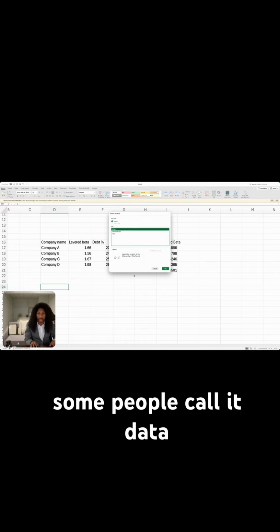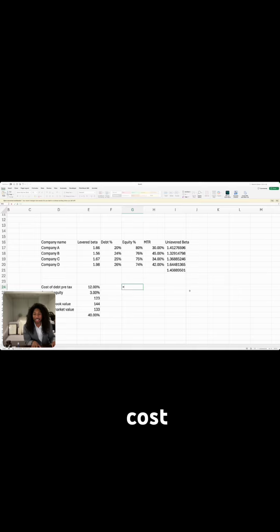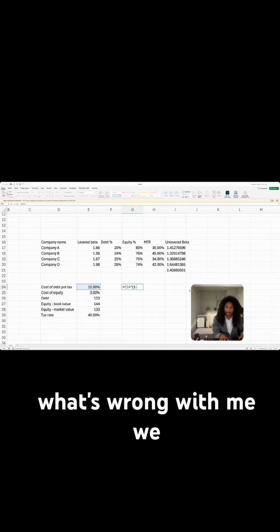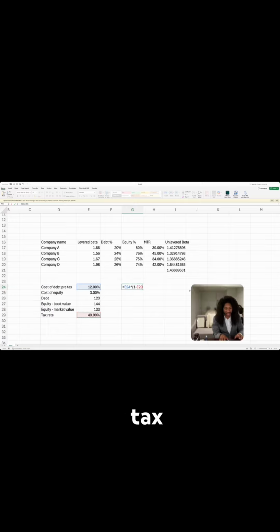All right, let's do the WACC. So you've got the cost of debt pre-tax. We want the after-tax cost of debt, right? Okay. Then we've already got the cost of equity. Okay. Then you've got debt, and you always want to use the market value.